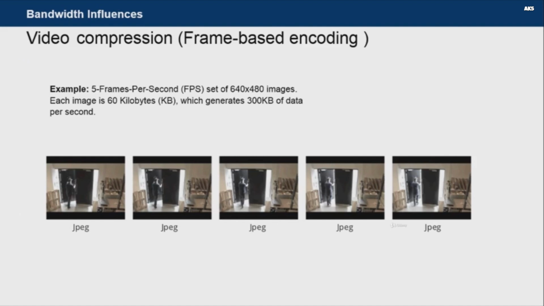The frame-based encoding codec like MJPEG, or Motion JPEG, consists of a sequence of full JPEG images that have been individually compressed. The example below shows a set of 640 by 480 images at 5 frames per second. Each image is 60 kilobytes, which generates 300 kilobytes of data per second.